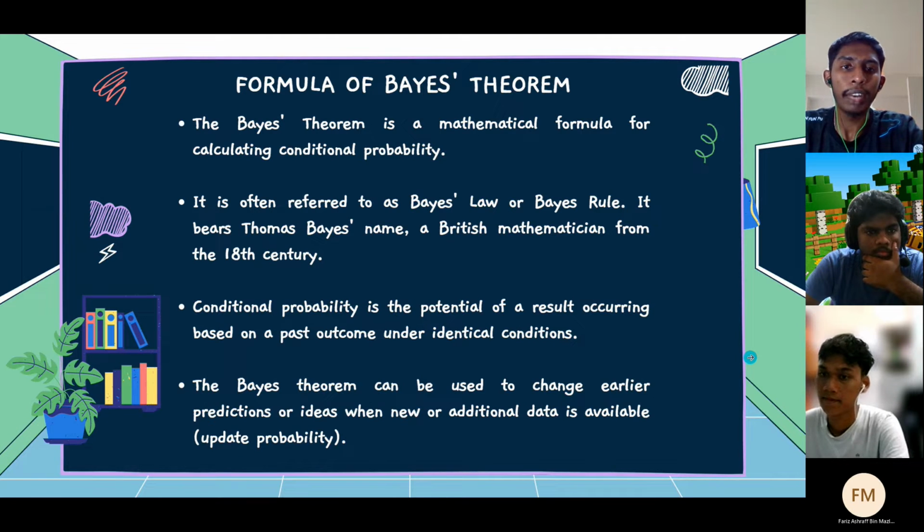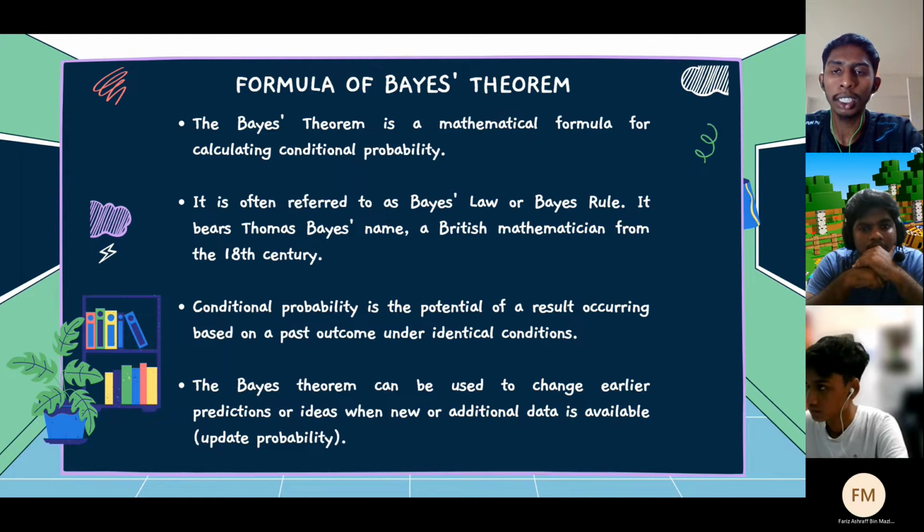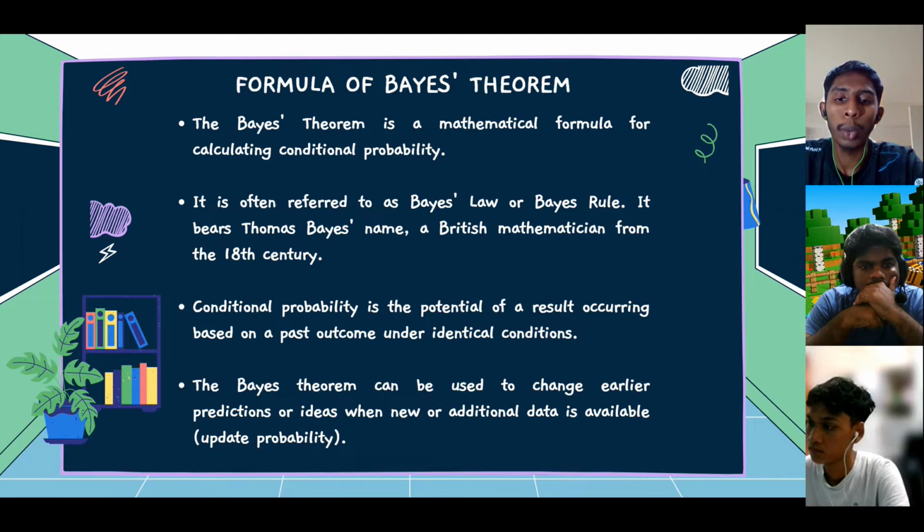Okay, let me begin with the formula of Bayes theorem. The Bayes theorem is a mathematical formula for calculating conditional probability. It is often referred to as Bayes' law or Bayes' rule. It bears Thomas Bayes' name, a British mathematician from the 18th century. Conditional probability is the potential of a result occurring based on a past outcome under identical conditions. Bayes' theorem can be used to change earlier predictions or ideas when new or additional data is available.